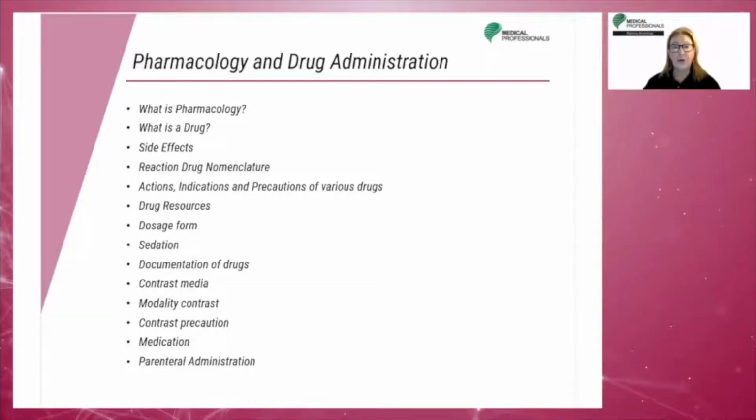Part 2 of this module will cover the following topics: contrast media, modality contrast, contrast precaution, medication, and finally, parenteral administration.